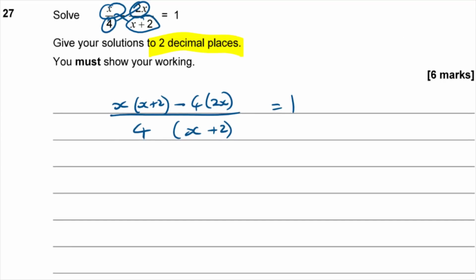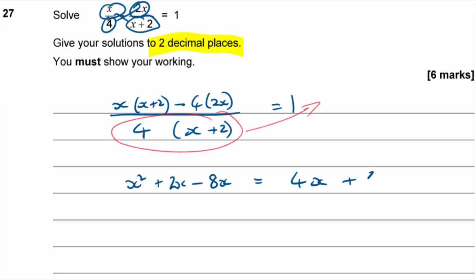I think what I can then do is cross multiply this over here, and then I can deal with that left hand side as well in the same line. So that's going to give me x squared plus 2x minus 8x on the left, and I'm going to move the 4x plus 2 over. I'm going to multiply it out at the same time, so it's going to give me 4x plus 8.